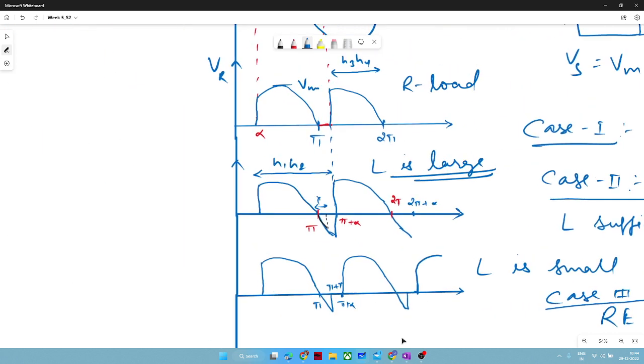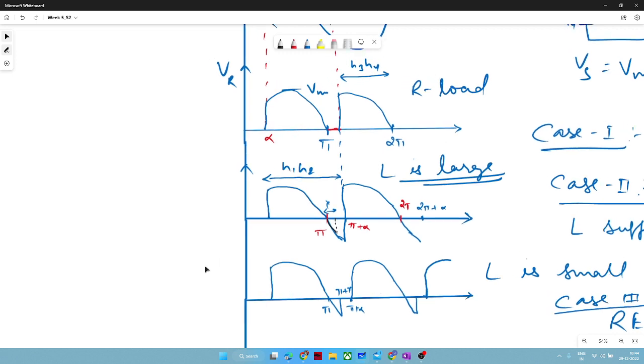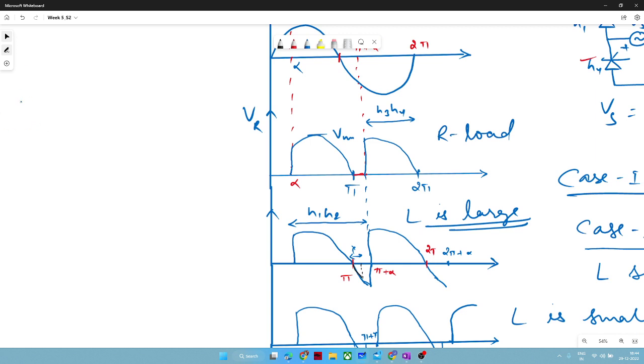Now, as we have drawn the waveform till RL load, I would like to derive the expression till this point, so that we will be comfortable till here, and after that we will go to RE and RLE kind of load. So for R load, we need to find out V naught average. Since we have drawn the waveform of your voltage, you can easily integrate from alpha to pi. You will take the time period of pi.